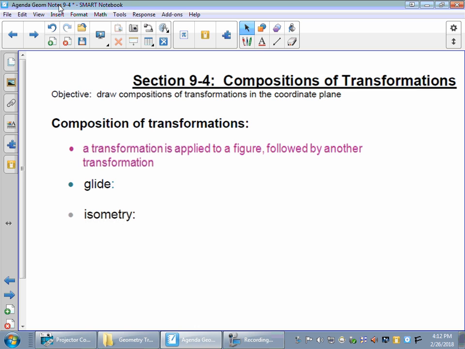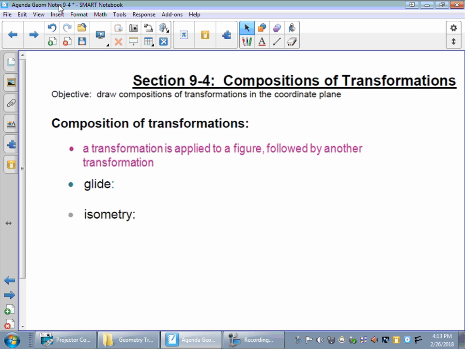This means maybe I took a figure and decided to reflect it over the x-axis, and then I decided to translate it up 2 and down 4. You're just going to take that pre-image, make an image, and then make another image from the image.